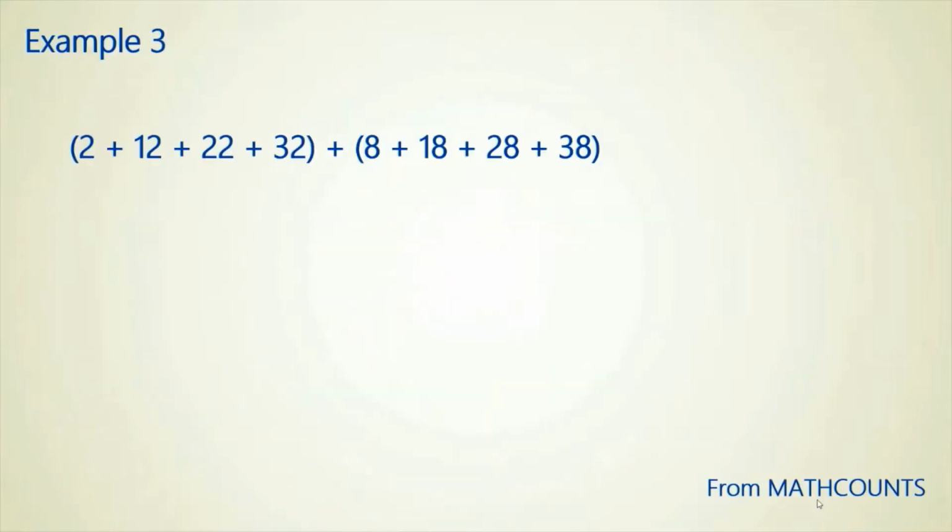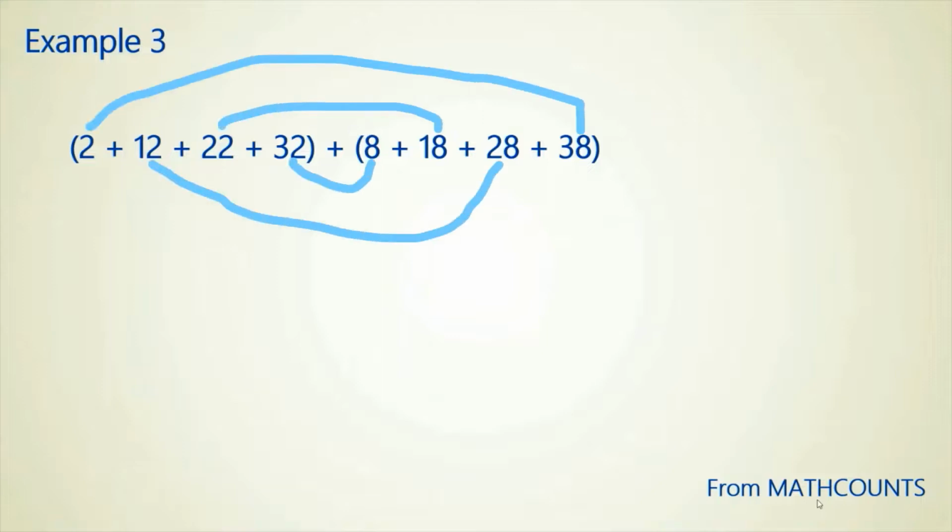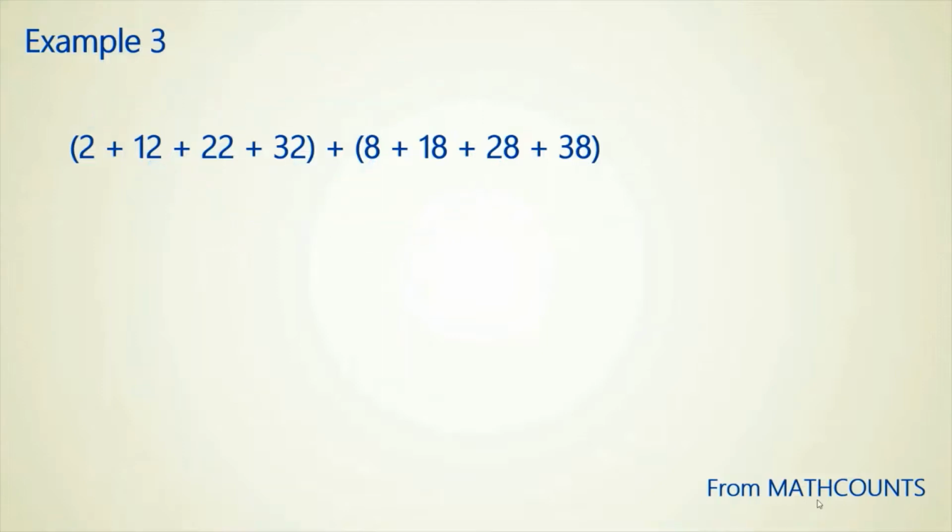So in this problem, take a look at the numbers and you will notice some pattern. So we have 2, 12, 22, 32. Then we have 8, 18, 28, 38. If you add the first number 2 with the last number 38, you get 40. Now if you take the second number 12 and add it with the second to last number 28, the result is also 40. So we're going to try to pair up the numbers so that the operation on all pairs results in the same number.